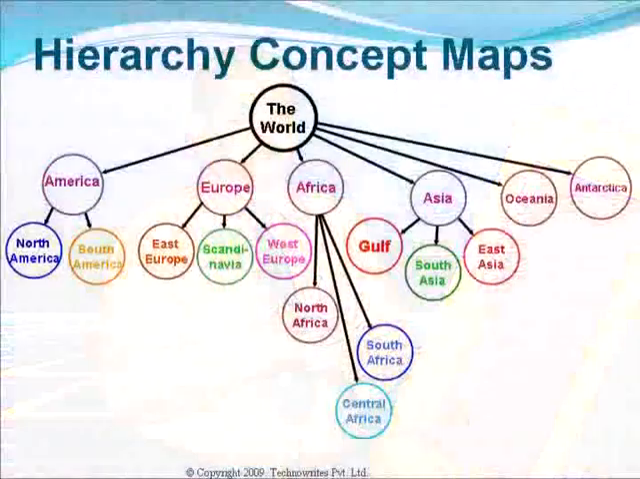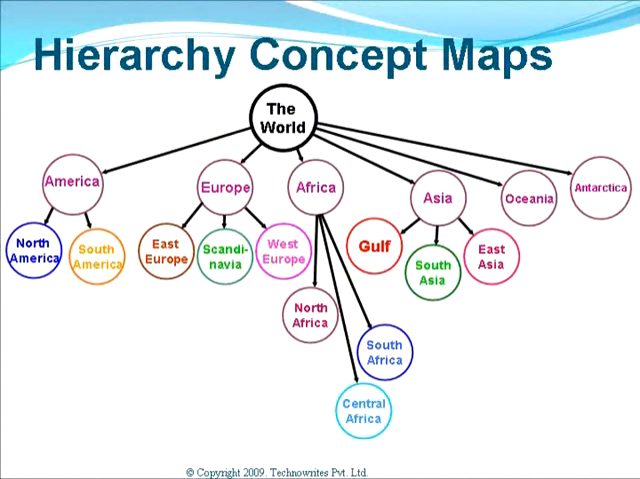So if you look at the slide that I have drawn for you, this is the hierarchy concept map of the world. As you can see on the slide, world has been divided into America, Europe, Africa, Asia, Oceania and the Antarctica. In America you have got North America and South America. In Europe you have got East Europe, Scandinavia and West Europe. In Asia you have got Gulf, South Asia, East Asia and so on.